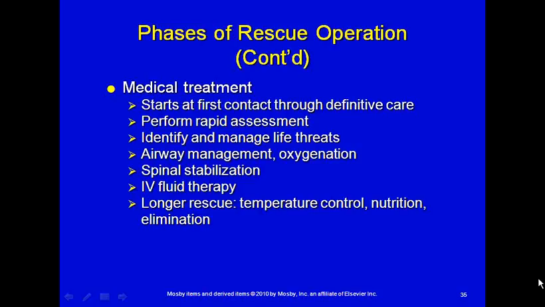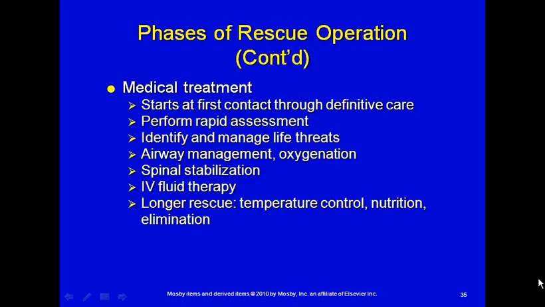We're going to do our rapid primary survey or rapid primary assessment to identify life threats, particularly with airway, breathing, the potential for C-spine immobilization. The need for IV fluid therapy has become much less of an emphasis, and that if a person does require IVs, they're done en route with small amounts of fluid.